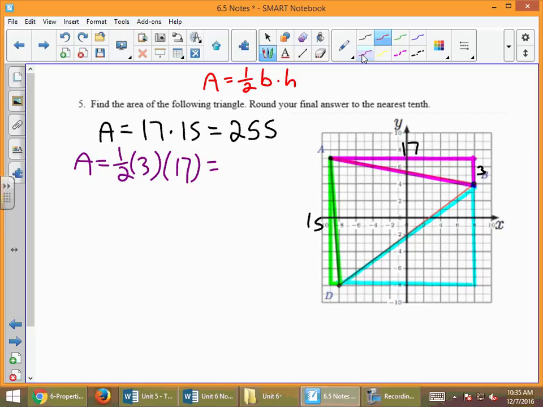25.5. Decimals are okay here, because our answer is going to be in decimal form. So that one's 25.5. I like to write them in there, just to see what I'm doing. So that area is 25.5.